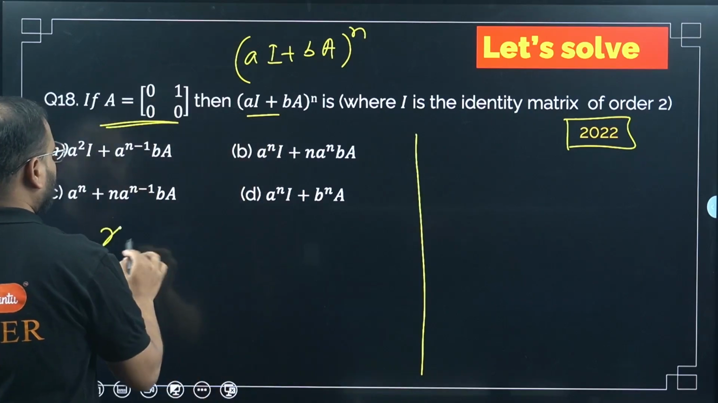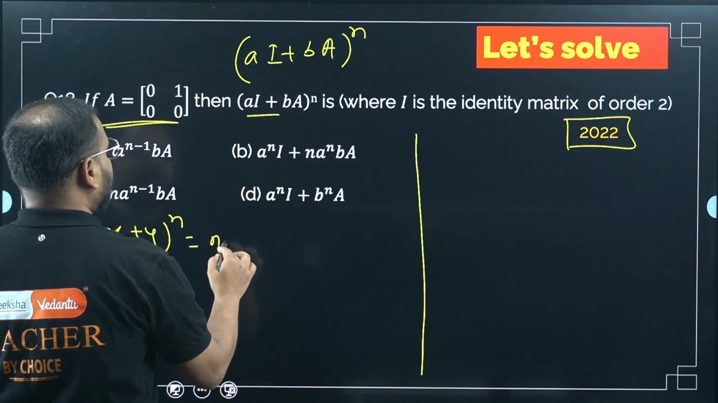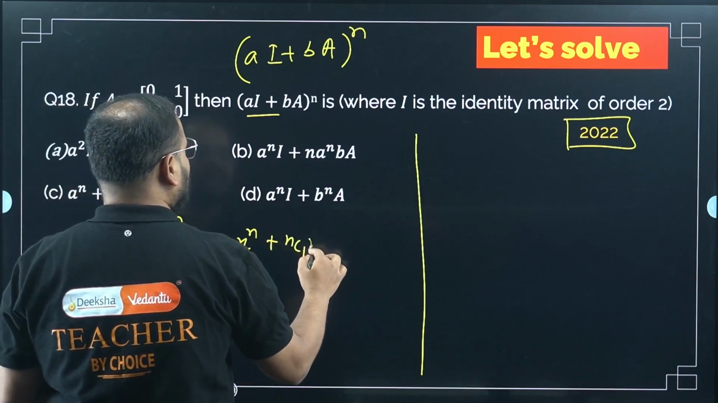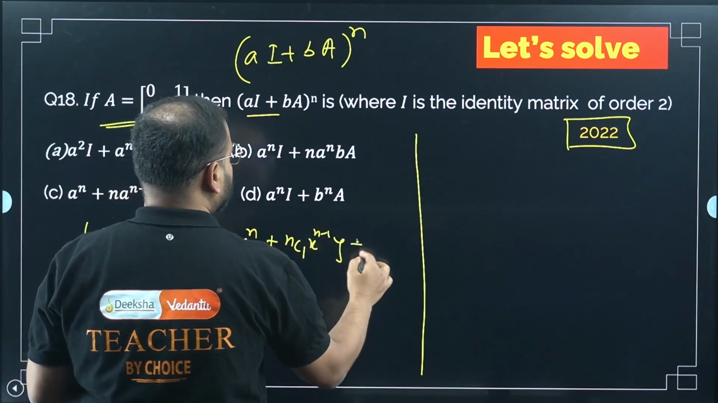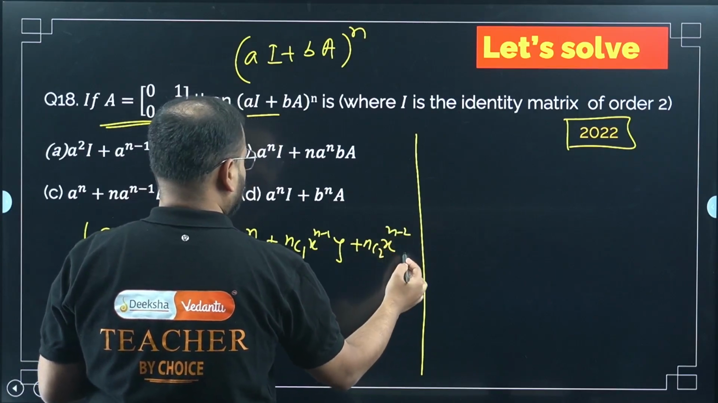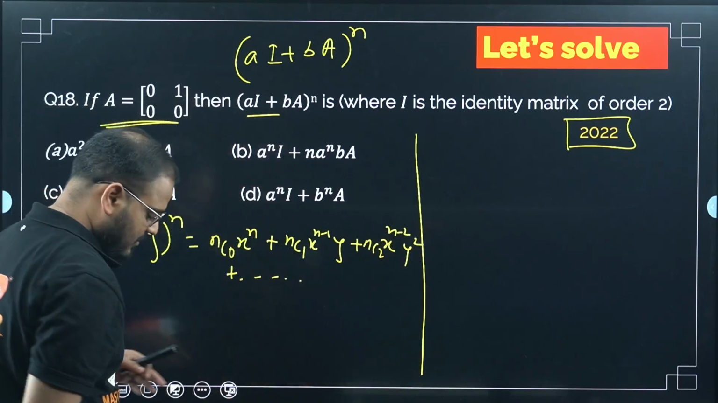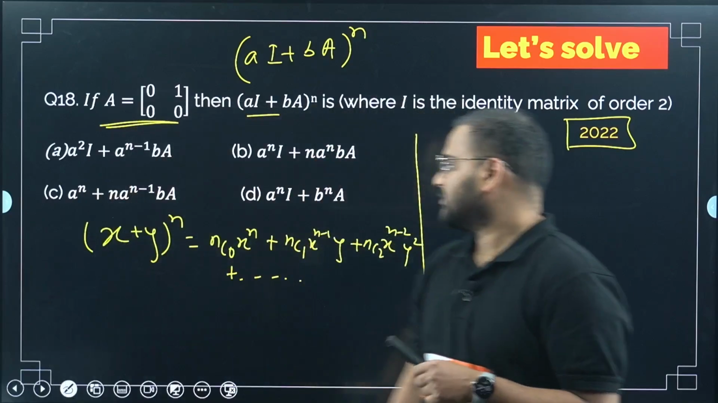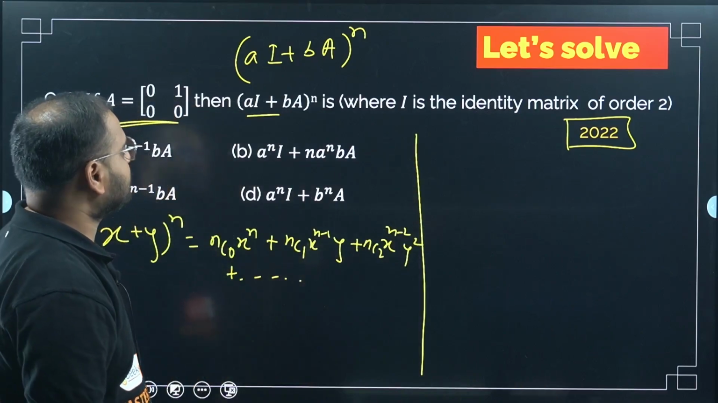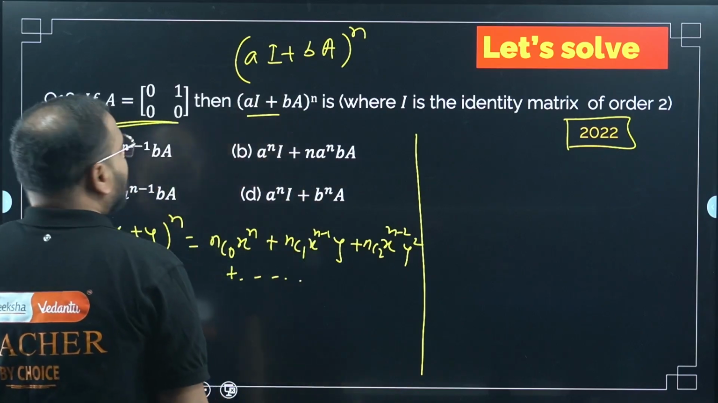If you remember this, (x plus y) to the power n, binomial expansion. What is this? nC0 x power n, plus nC1 x power n minus 1 y, plus nC2 x power n minus 2 y square, and it keeps going on like this. This is the expansion, remember? So we will use combination and the binomial theorem expansion in this concept. Not permutation, only combination we will use.